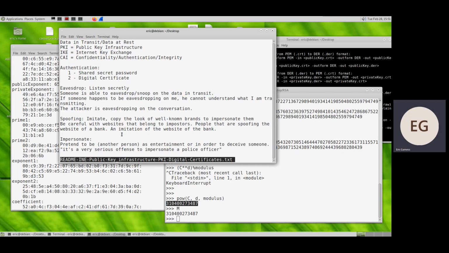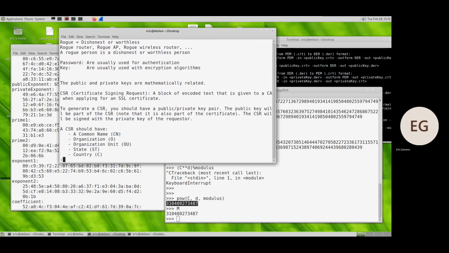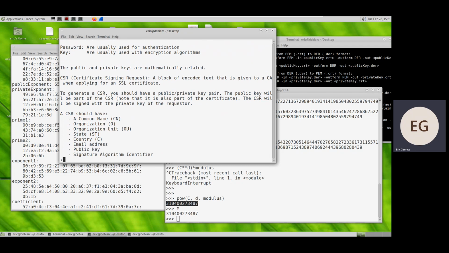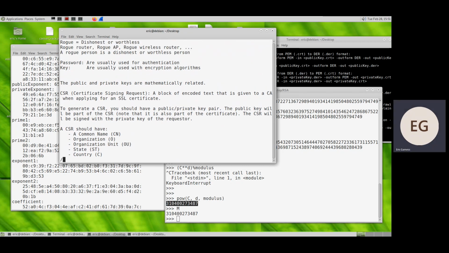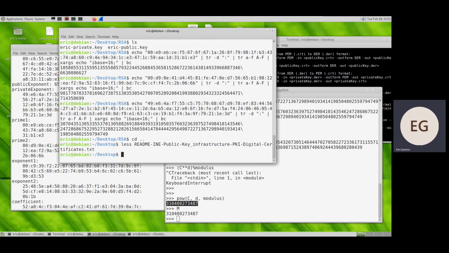In the US, here I put a list of the important ones. Let me see. VeriSign, DigiCert, GlobalSign, Entrust, Let's Encrypt. Yes, these are the ones that I just mentioned, the important certification authorities.